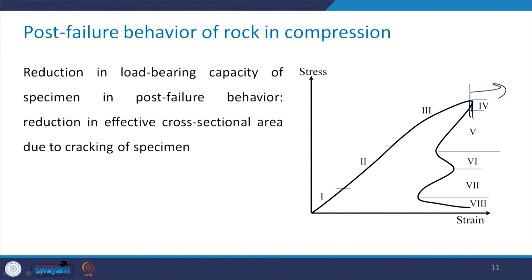Now, the reduction in the load bearing capacity of the specimen in this post failure behavior, that is beyond this, is because of the reduction in the effective cross sectional area due to cracking of the specimen. When the reduction in the cross sectional area of the specimen takes place, then you will have that specimen with lesser strength characteristic. So, it is all because of the reduction in effective cross sectional area.